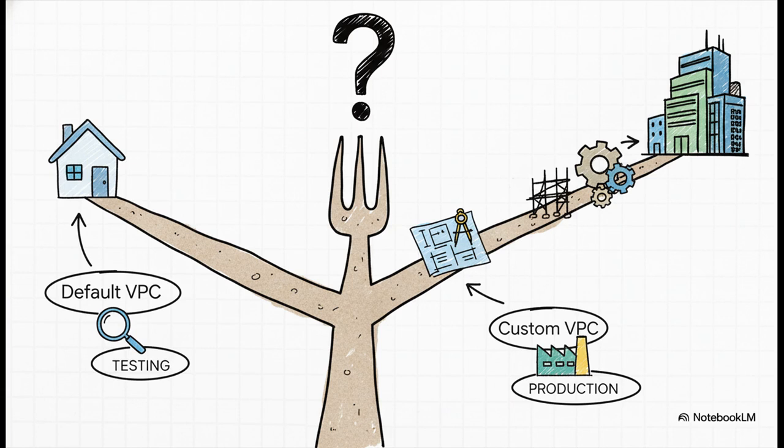So the big takeaway here is that there's no single best way to do it. Should you use the default VPC or build a custom one? Well, it always comes back to what you need. Are you just spinning up a quick test server? The default is probably fine. But are you building a real production app that's going to handle sensitive data and needs to grow? Then you absolutely need to take the time to design a custom VPC.